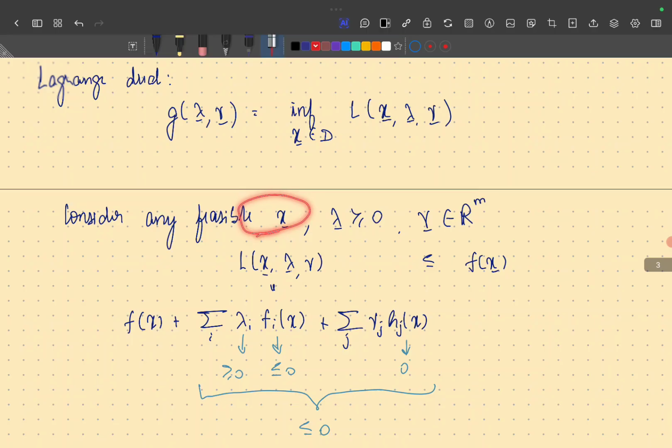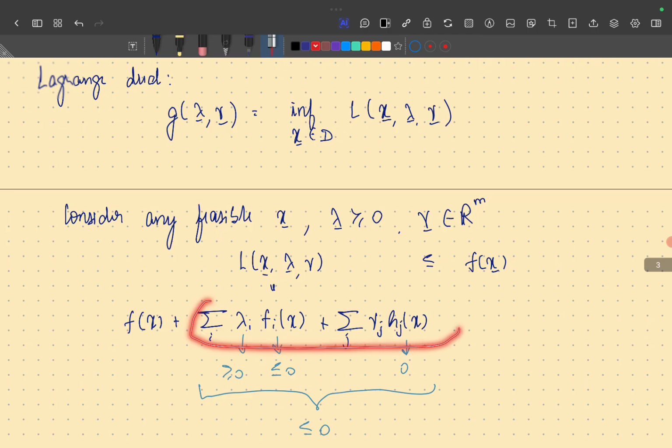Since x is feasible, if I look at the Lagrangian, hj of x has to be equal to 0. So the summation over all j of nu j hj of x has to be equal to 0. So this quantity is always 0 for any feasible x. Lambda i is greater than or equal to 0. But since x is feasible, fi of x has to be less than or equal to 0. It satisfies the constraints, therefore each of these has to be less than or equal to 0 by definition of the constraints. So this whole quantity is less than or equal to 0.